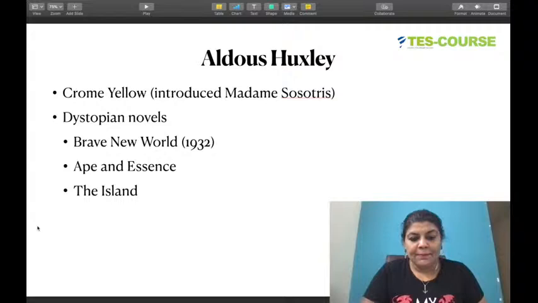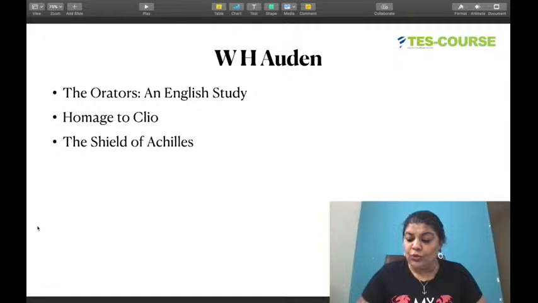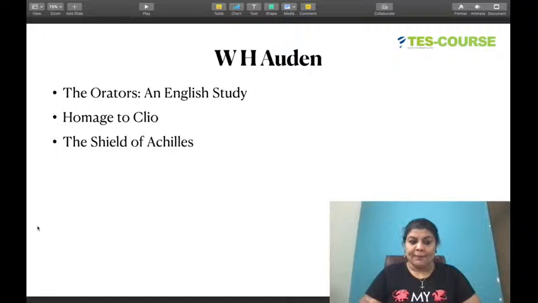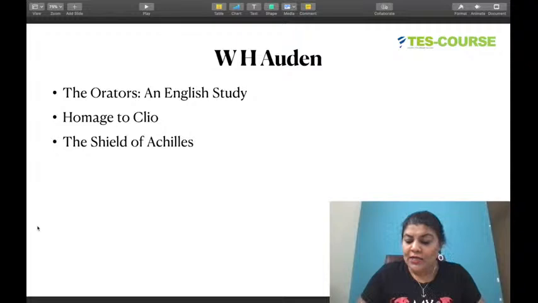Then W.H. Auden, he belonged to the Auden group, the 30s poets. W.H. Auden wrote The Orators: An English Study, Homage to Clio, The Shield of Achilles. Yes, many of you are saying very important points, very good. W.H. Auden went to Oxford like all his contemporaries.